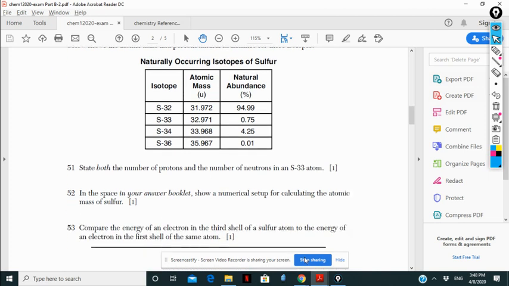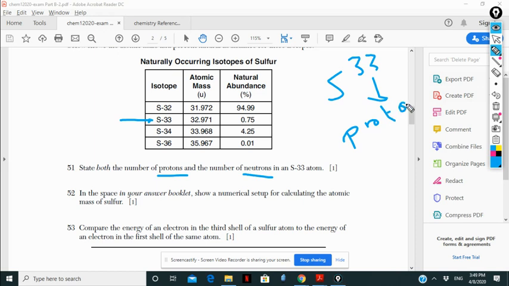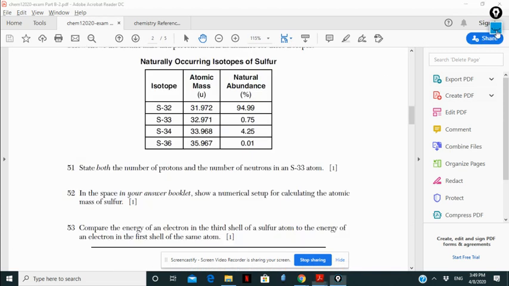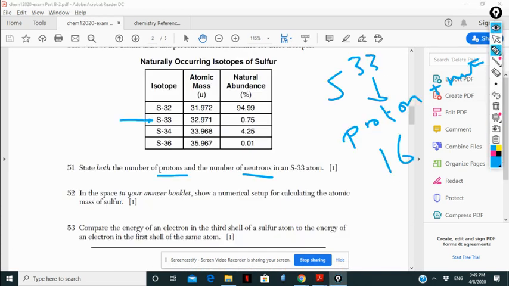So state both the number of protons and neutrons for sulfur-33. Sulfur-33 means protons plus neutrons are 33. Okay, so what does it mean? I need the number of protons. I can get it from the reference sheet. Sulfur is 16, so protons are 16. 33 minus 16 is 17. So the protons are 16, the neutrons are 17.